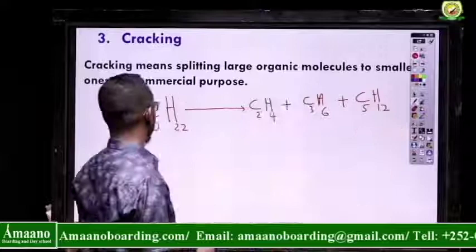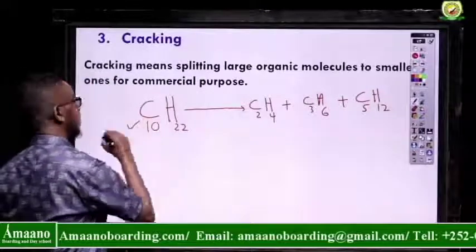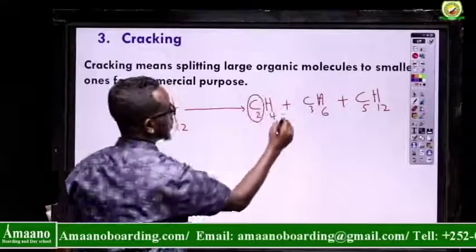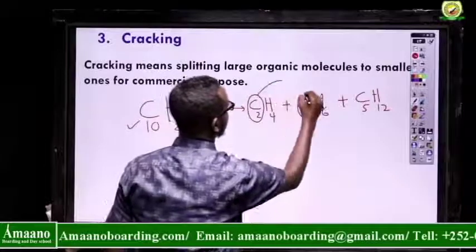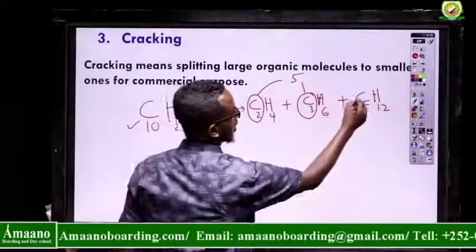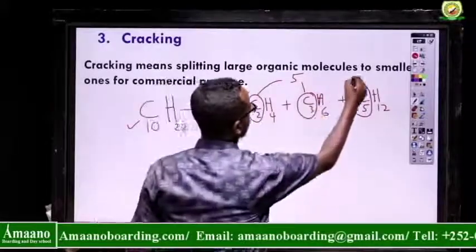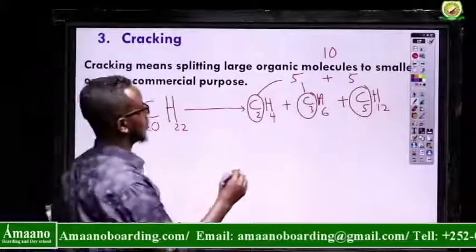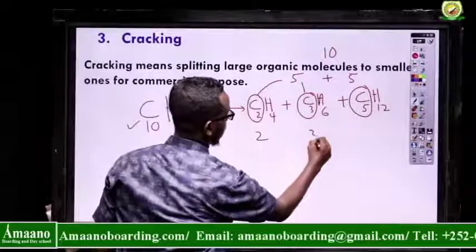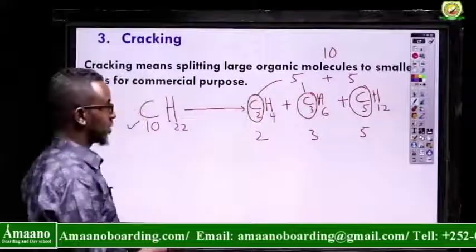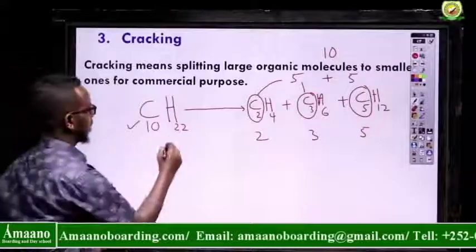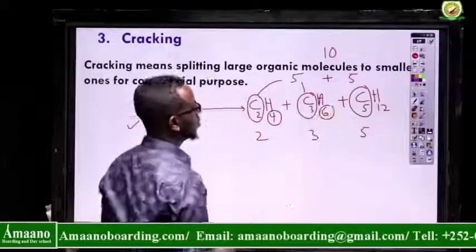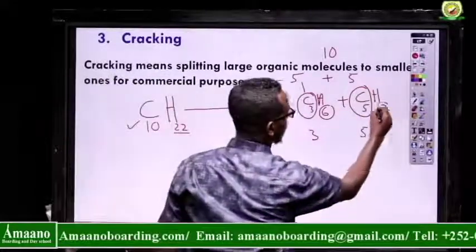Again, C5H12. So decane contains 10 carbons, and we decompose it into 2 carbons, 3 carbons, and 5 carbons. This will give you 10. What about the hydrogens? Here we have 22 hydrogens. Here you have 4, 6, and 12, so this will give you 22.